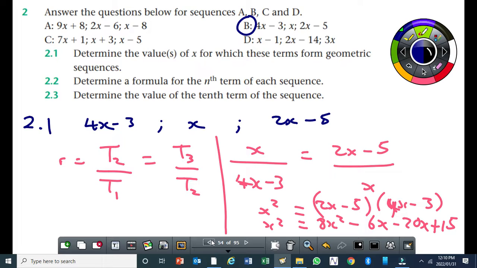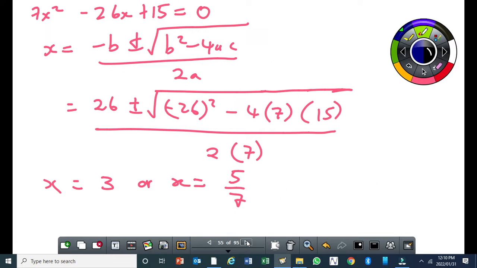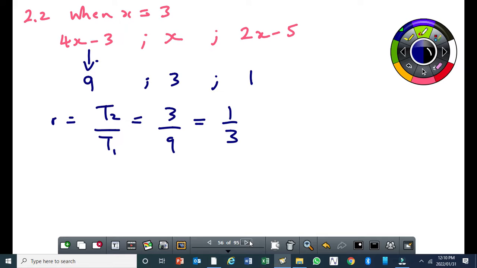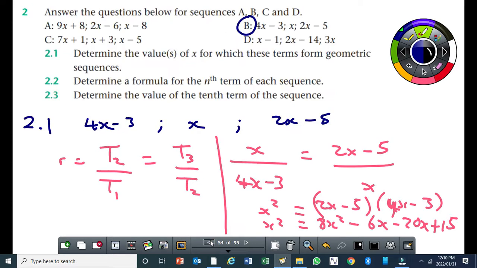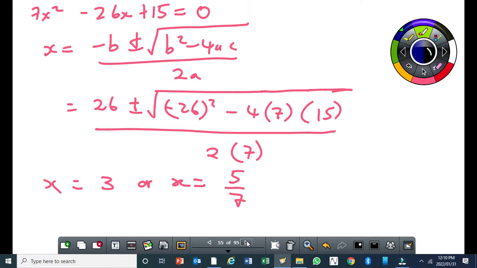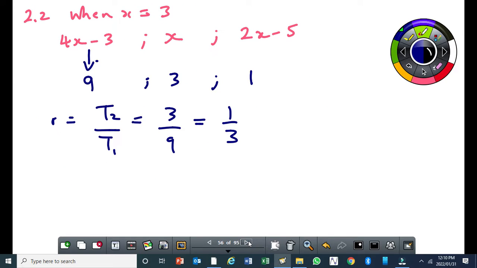All right. Can I have your attention? I need to finish this first part. All right. So, what are we trying to find here? Well, let's go back and see. The question was saying determine a formula for the nth term of each sequence. So I found the common ratio. It's a third. Therefore, if I want to find the nth term, Tn equals a times r to the power of n minus 1.